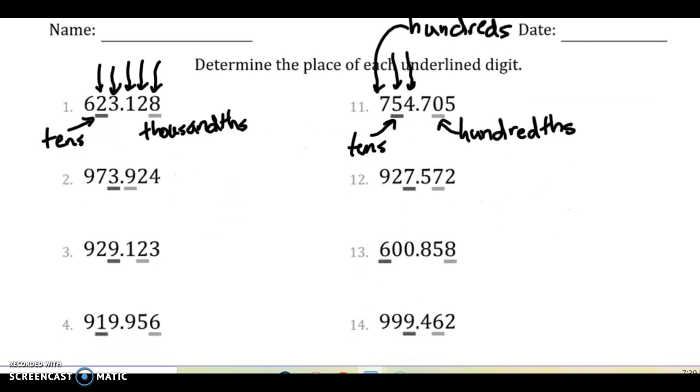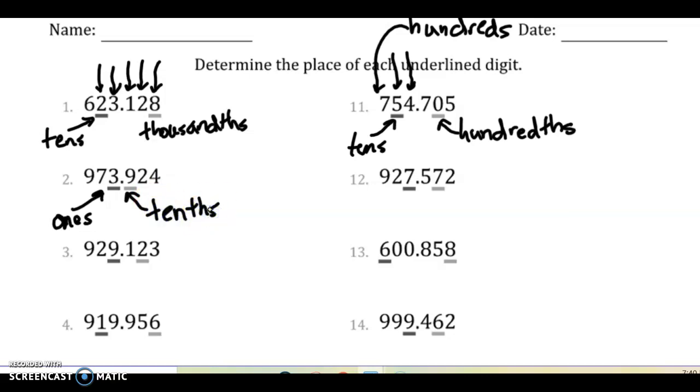Let's try number 2. Just give everyone a minute. We want to see the place value of the 3 and the 9. You should go back to review sheet number 1 to help you. Okay, so the 3 is the first place to the left of the decimal point, and it's the ones column. The 9 is the first place to the right of the decimal point, and that's the tenths column.